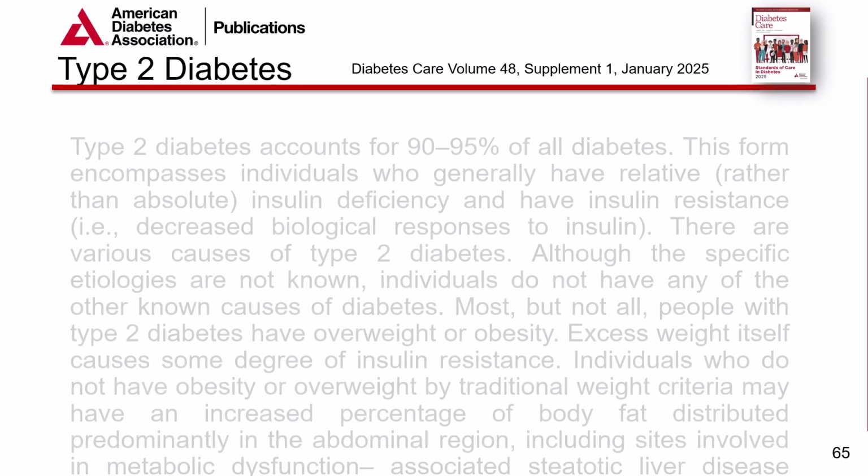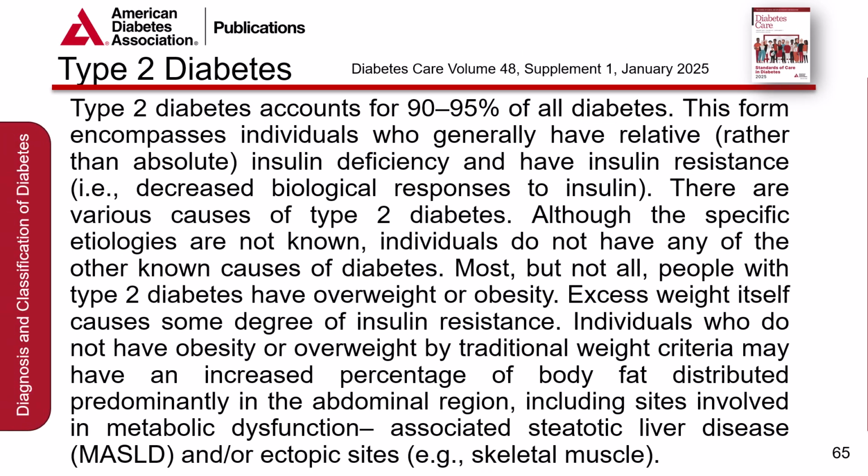Type 2 diabetes accounts for 90 to 95% of all diabetes. This form encompasses individuals who generally have relative, rather than absolute, insulin deficiency and have insulin resistance, that is, decreased biological responses to insulin. There are various causes of type 2 diabetes. Although the specific etiologies are not known, individuals do not have any of the other known causes of diabetes.